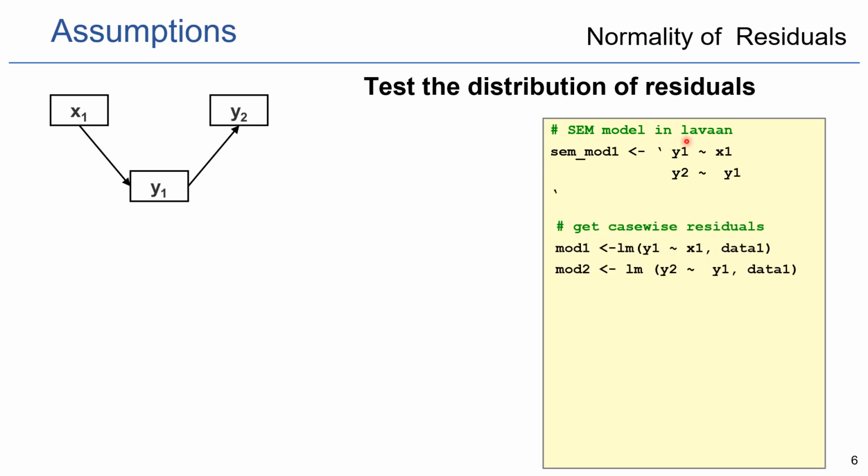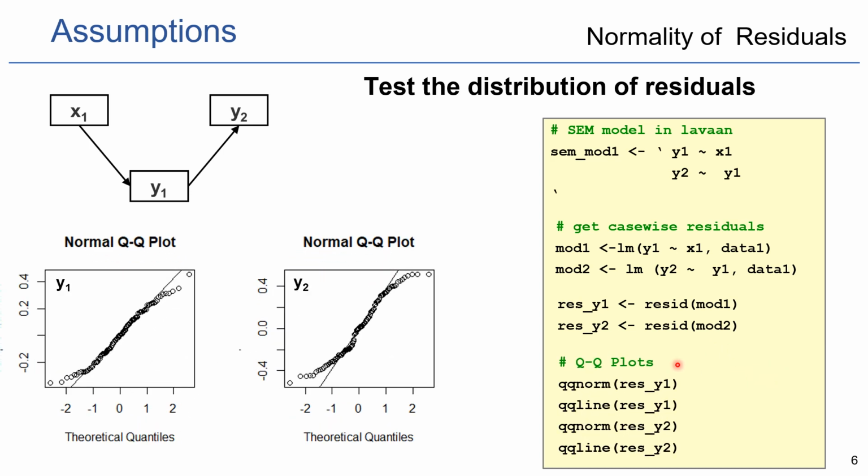So first, for each of our response variables in a model, which is y1 and y2 here, we simply fit the linear regression model using the lm function. And for these models, we use the function resid, and this allows us to get the case-wise residuals. And then we can inspect these residuals using the QQ plots, and the script for this you can see here. So if we inspect visually our plots here, we can see that the residuals for y1 are normally distributed. And for y2, they are not perfect, but still are okay.